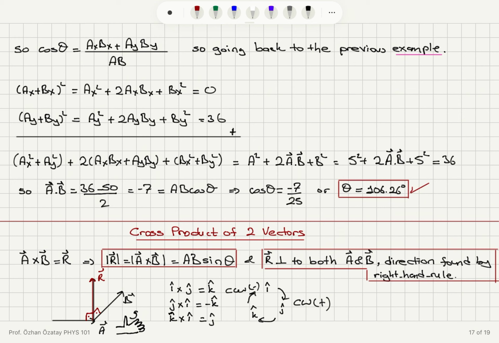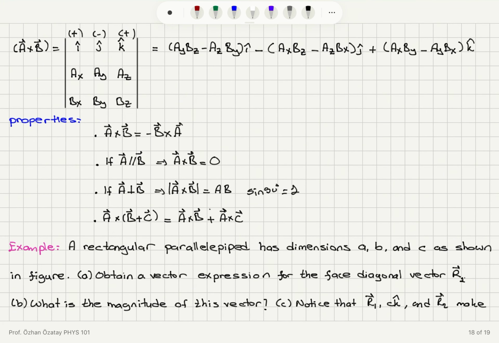And with that, we're going to have i hat cross j hat is k hat, j hat cross i hat is minus k hat, and k hat cross i hat is j hat. And if we want to calculate the cross product of 2 vectors using their components, we can take the determinant of i hat, j hat, k hat, ax, ay, az, bx, by, bz. And some properties of the cross product we talked about. A cross b is minus b cross a. If 2 vectors are parallel, their cross product is 0. If they're perpendicular, the magnitude is going to be a times b, and a cross (b plus c) is a cross b plus a cross c.